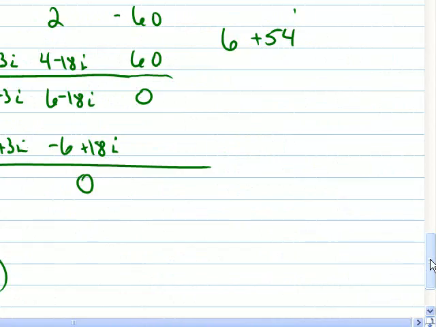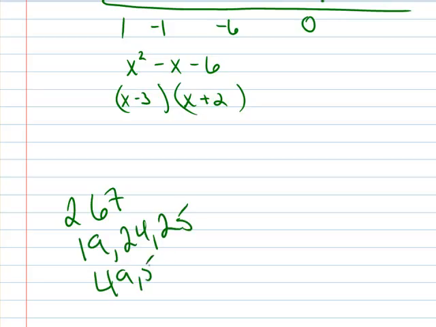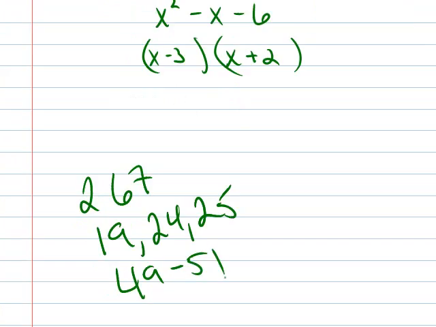Let's pick a few. These are on page 267. Let's pick, how about 19, 24, 25, and then how about 49 to 51? Beautiful, eh?